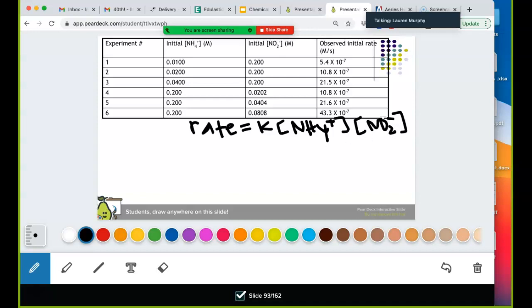Overall order 2, and then the last thing they ask you to find is the K constant. We have 6 different experiments we can choose. It doesn't even matter which one you pick. They will all give you the same rate constant.